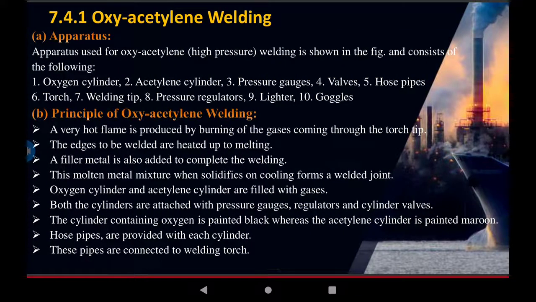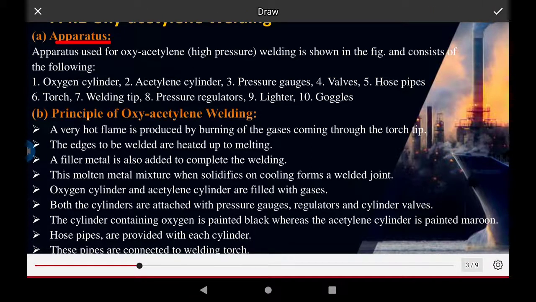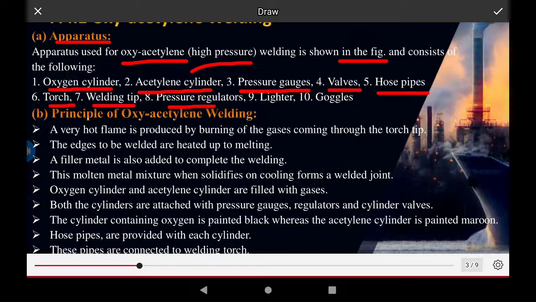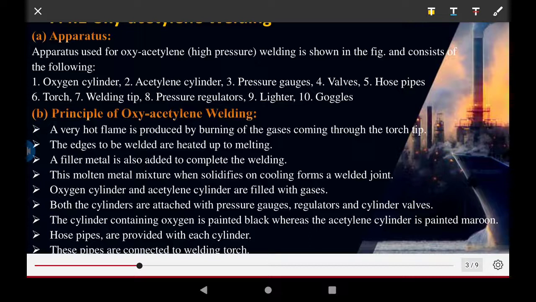The oxyacetylene welding apparatus. The oxyacetylene high pressure welding setup is shown in this figure and consists of the following: an oxygen cylinder and an acetylene cylinder, pressure gauges, valves, hose pipes, torch, welding tips, pressure regulators, lighters, and goggles. These are all the components used in the gas welding operation.